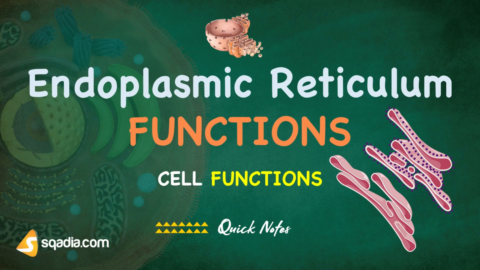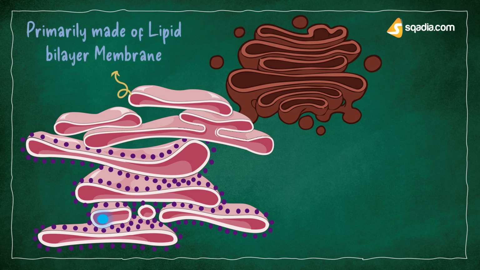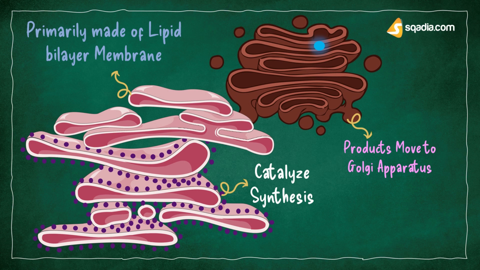Let us talk about the endoplasmic reticulum and its functions now. These structures are formed primarily of lipid bilayer membranes, similar to the cell membrane, and their walls are loaded with protein enzymes that catalyze the synthesis of many substances required by the cell. Most synthesis begins in the endoplasmic reticulum. The products formed there are then passed on to the Golgi apparatus, where they are further processed before being released into the cytoplasm.